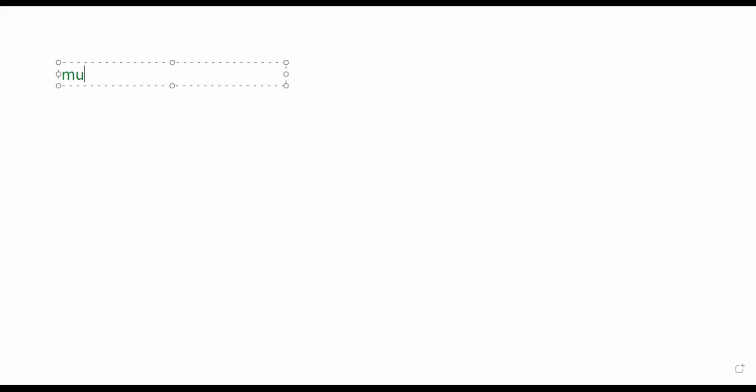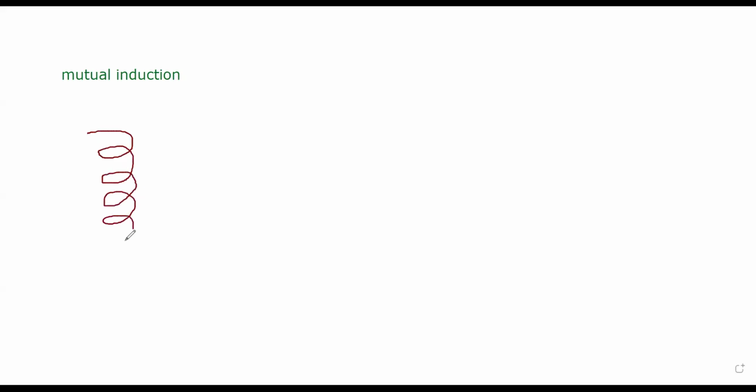So today's topic is mutual induction. For mutual induction we need two coils. Let us imagine it is a first coil, called the primary coil. P1, P2 are the primary coil terminals, and the current is passing through the primary coil.